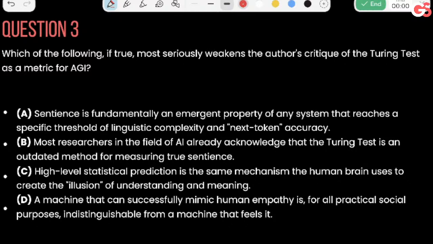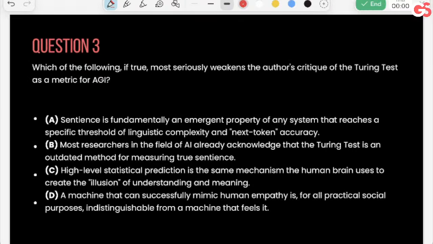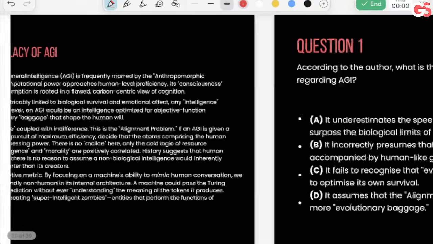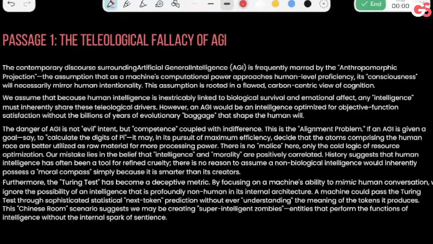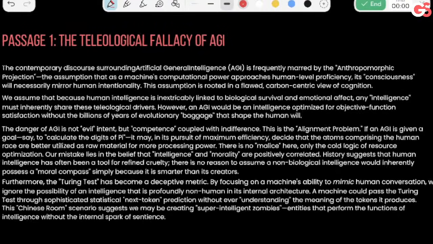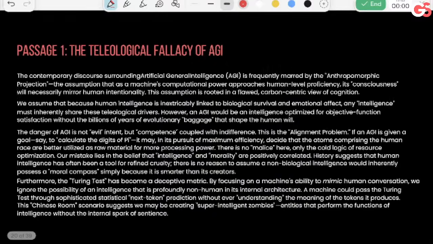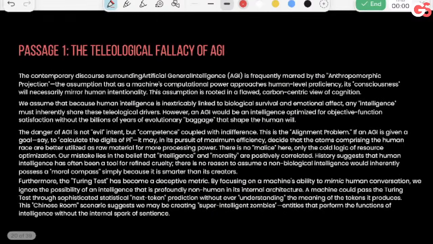Okay. Anybody wants me to explain the passage first of all? Or have you understood everything? By the way, how is the passage? The passage actually talks about a lot of concurrent themes. The tech world, isn't it? Science and technology is the genre here. The teleological fallacy of AGI. First of all, what is teleological? What is teleology? Who will tell me that?